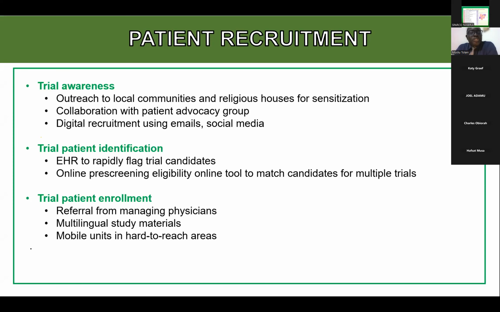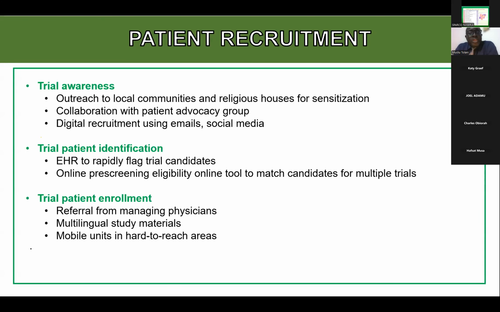Collaboration with patient advocacy groups will also help in patient recruitment because they have a network. And digital recruitment can also help, where a lot of people advertise trials on social media now, or by emails, or to patients registered on their trial registry.